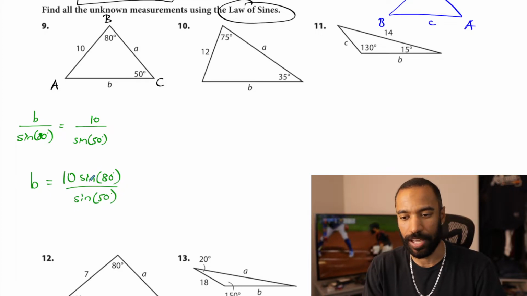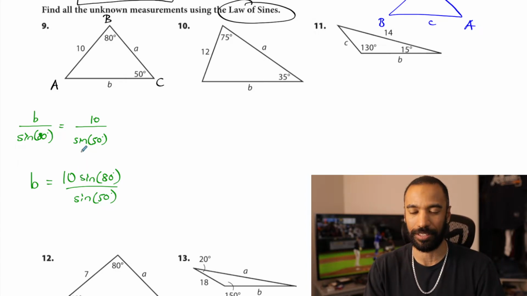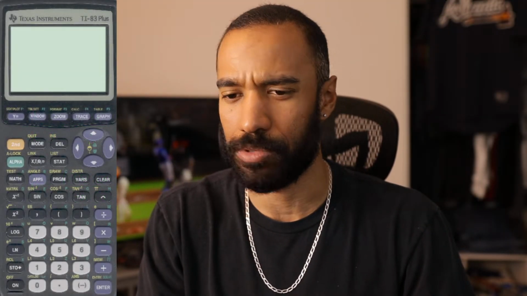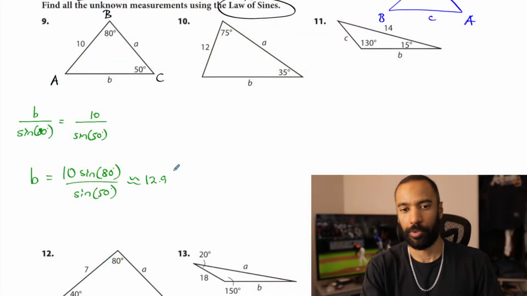Now, you can't cancel out sines. There's nothing like that involved in this calculator stuff. You are literally going to calculate what this is. And I'm going to go to the graphing calculator and do exactly that. So I'll do 10 times sine of 80 divided by sine of 50. Make sure you're still in degrees for yourself. And I'm getting around 12.9. It doesn't say what it's rounded to, but I'm getting around 12.9 units here. Okay, so 12.9 units there.